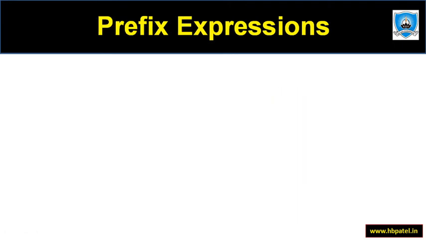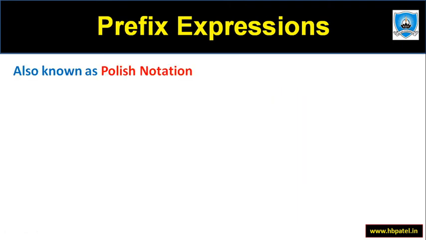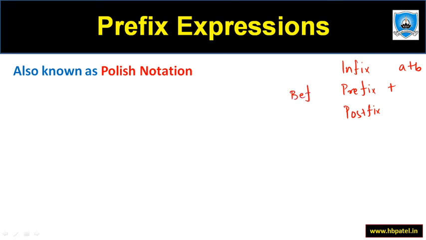Now let us come to the second part, prefix operator. This is also called Polish notation. So we have three expressions: infix, prefix and postfix. Infix we have already seen, it's like a plus b. But in case of prefix expression, we will be putting the operator before, and in postfix, after. This is with reference to the operator.